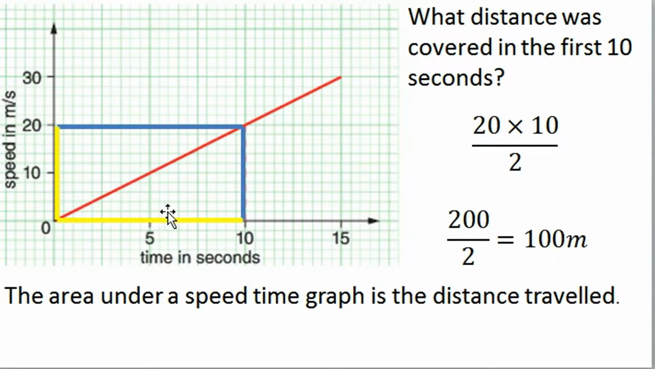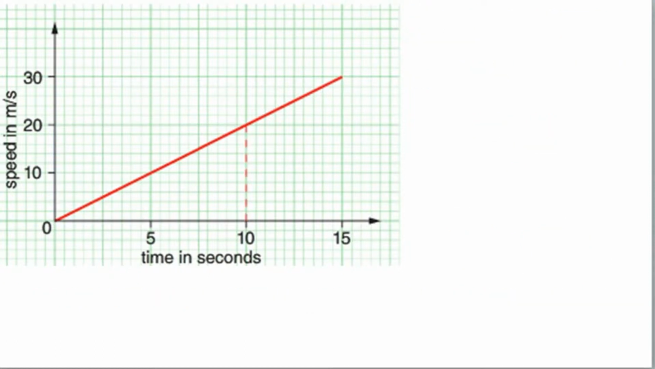So this line shows that an object has travelled 100 meters. And I know it's meters because the speed units show meters per second. We've already got a unit for distance here, and it says meters per second, so we have to use meters in our answer. Let's finish up by calculating acceleration by finding the gradient of the line.